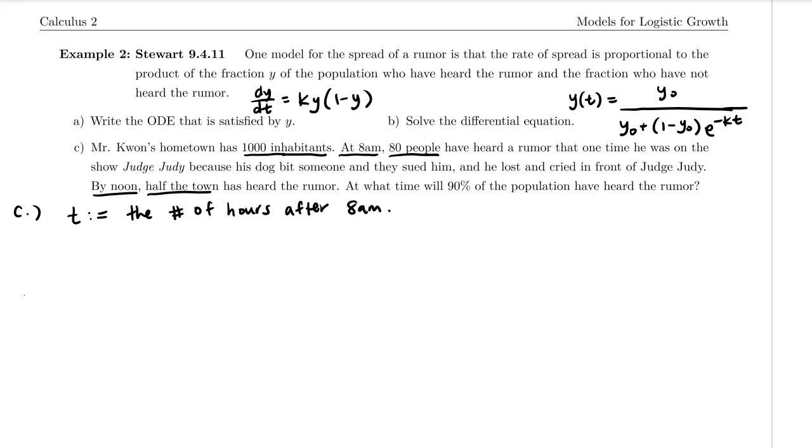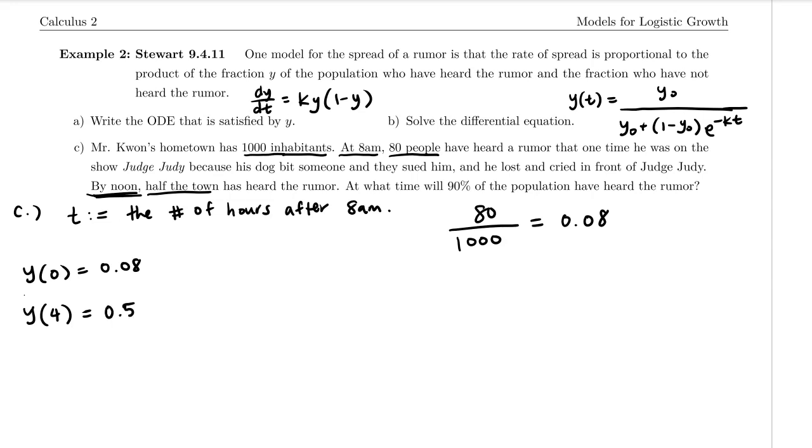So be careful, don't make the same mistake that I did. We know that at 8 a.m., 80 out of 1,000 people have heard the rumor, and as a proportion, that is equal to 0.08. So now y of 0 is equal to 0.08, and by noon, which is 4 hours after 8 a.m., y of 4 is equal to half the town, so that's a proportion, we'd have 0.5 or 1/2. So those are two pieces of information that we have that are going to be useful to us.